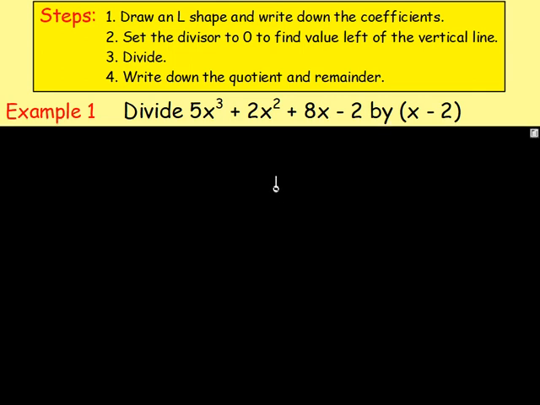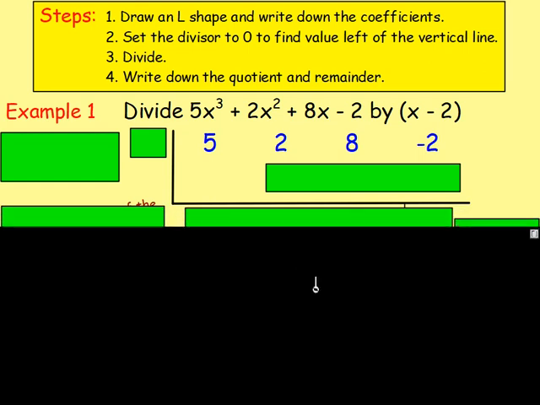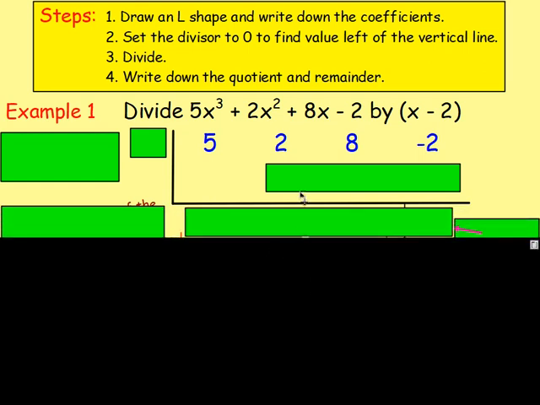Step 1, draw the L shape and write down the coefficients. So, there's our L shape. The coefficients we've got are 5, 2, 8 and negative 2. Just check we're not missing any x terms. We've got x cubed, then x squared, then x, and then just the number. So x to the power of 3, 2, 1, and 0.